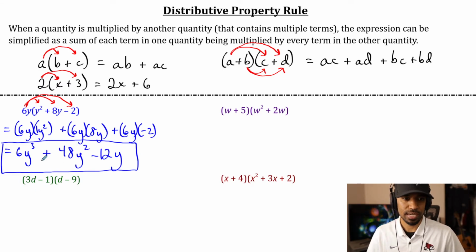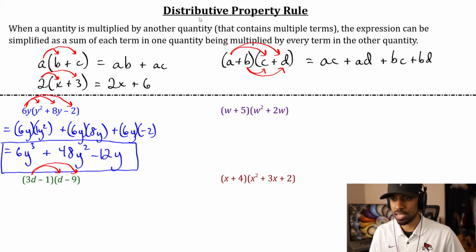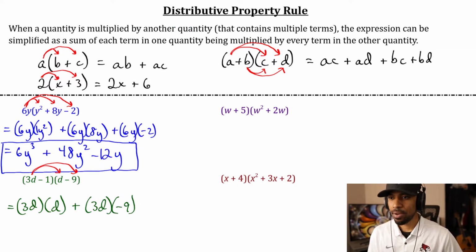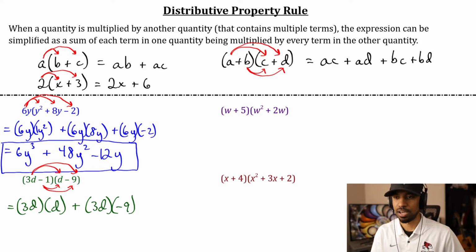So I'm going to do 3d. I'm going to multiply it with d and with negative 9. 3d multiplies with d and with negative 9. And when I write that out, I'm going to do it simply first. 3d times d plus 3d times negative 9 here. Now I've got to multiply what? Negative 1. Don't forget the negative as a part of this. Negative 1 with d and negative 1 with negative 9 right here.